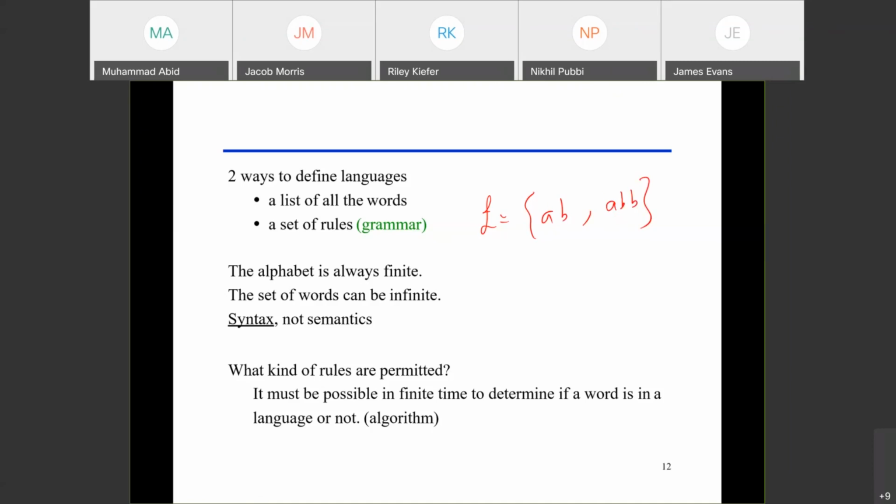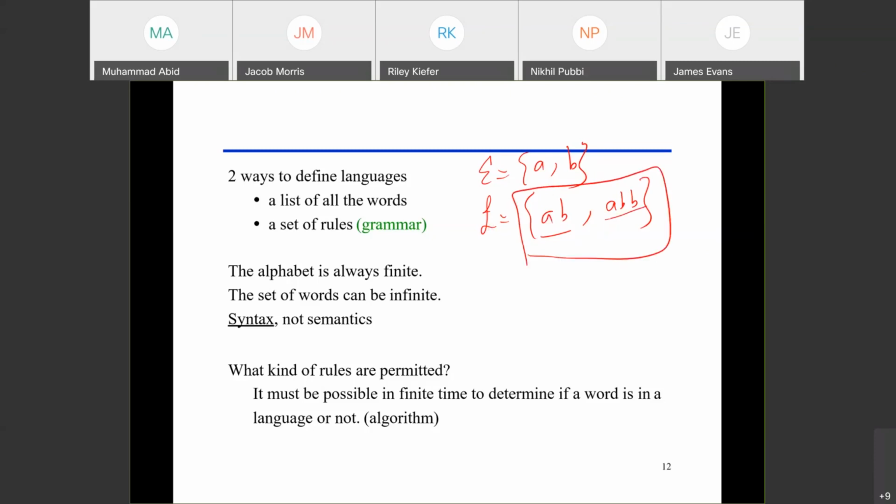So now if I ask you what is the alphabet of this language, the alphabet is the basic building blocks, a and b. These are only two letters, the letter a and the letter b. And what is the alphabet? a, b. And what are the words? We have two words: one is ab, one is abb. And this language is the combination of these two words.